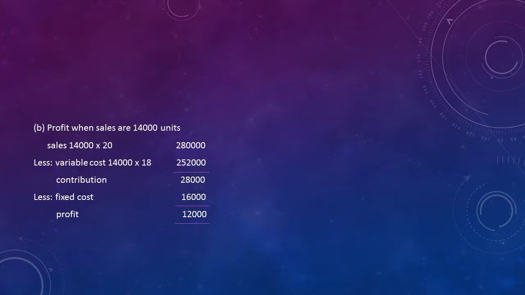Profit when sales are 14,000 units. Sales is equal to 14,000 into 20. That means now your sales is 2,80,000. Your variable cost is 2,52,000. Then contribution is 28,000. Fixed cost, as you know, is 16,000. So profit is 12,000.